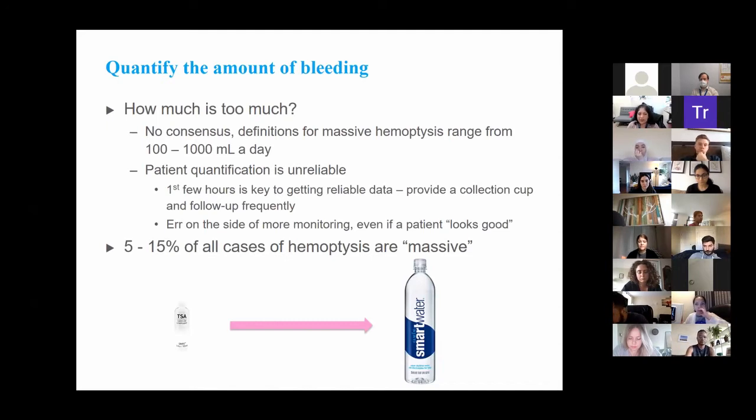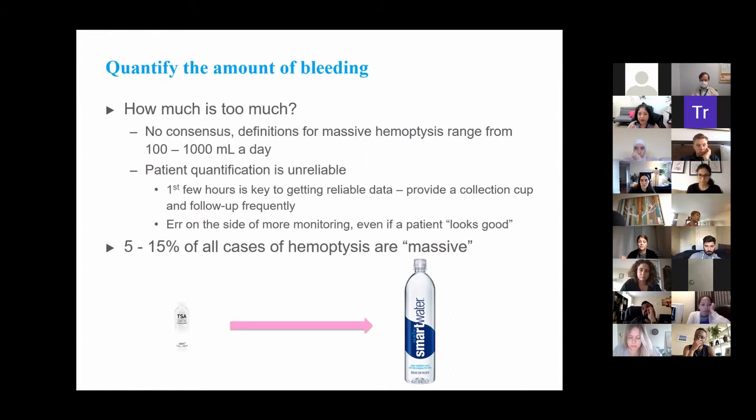In terms of quantification, patients are pretty unreliable. And the first few hours are so important to getting reliable data and understanding what they mean. So a patient might tell you, "Oh, I coughed up a cup of blood," but they're not actually talking about the measurement of a cup, right? Very often they're just referring to whatever in their mind represents a cup. So really err on the side of monitoring them closely, even if they look good.